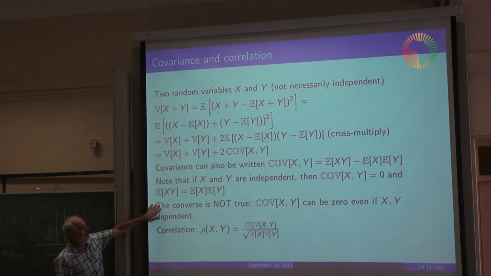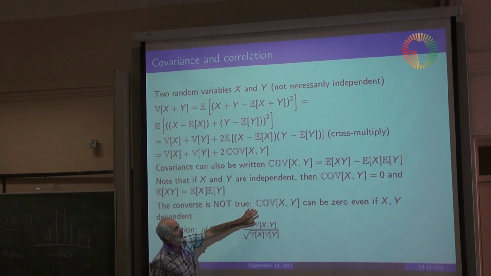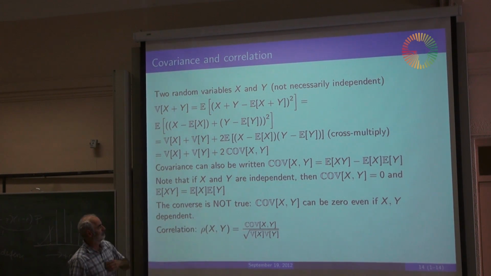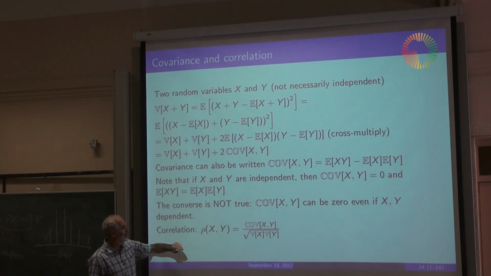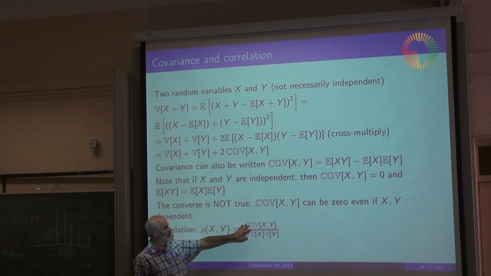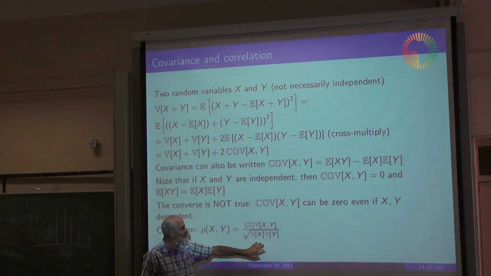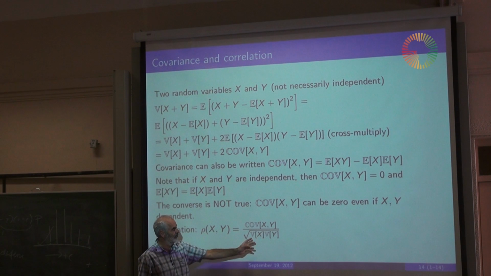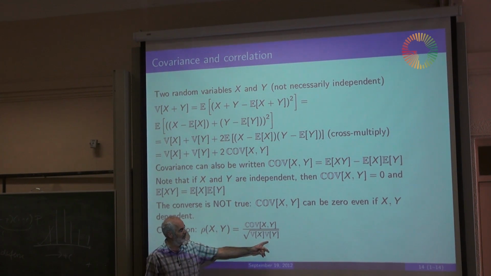The converse isn't true. You can have a 0 covariance even if they're not independent, because this only really measures a linear relation. And finally, last thing before we stop, the correlation is the covariance divided by the square root of the product of the variances, which is just the product of the standard deviations.